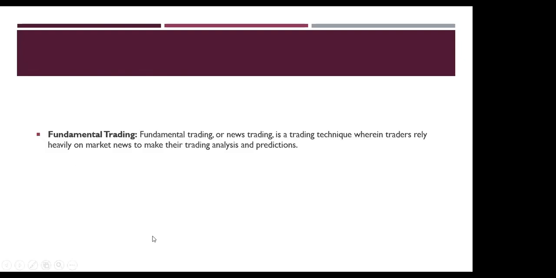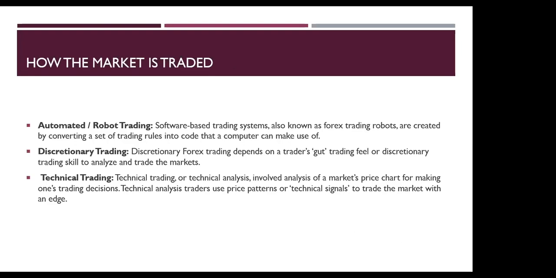All right, next. Now we want to look at how the market is traded. So we have automated or robot trading. Automated trading is where people use robots, or what we call expert advisors, to trade. Such trading is software based. You don't have to be physically active. You just plug in the bot on your terminal, and then it does the work for you automatically.